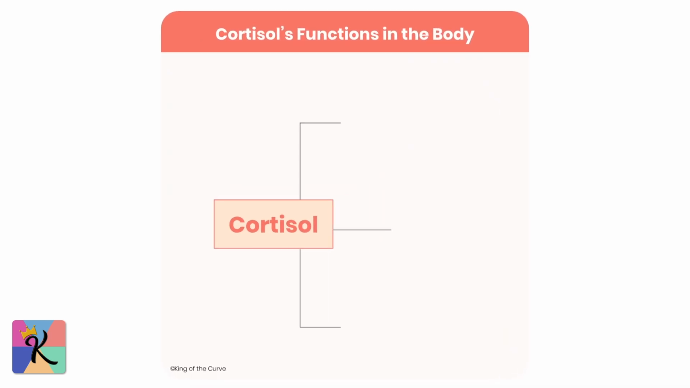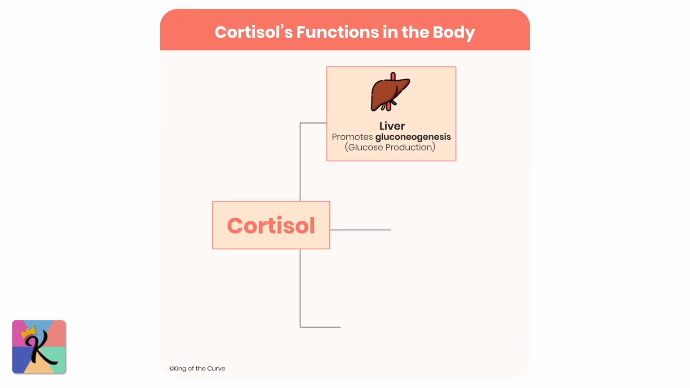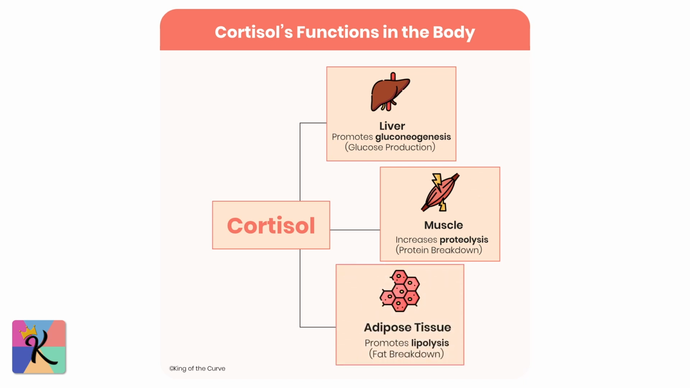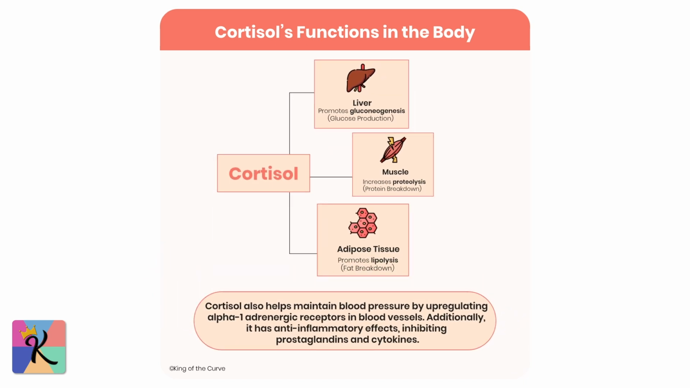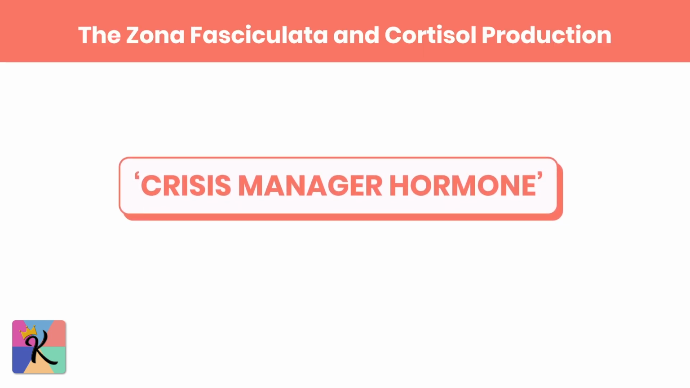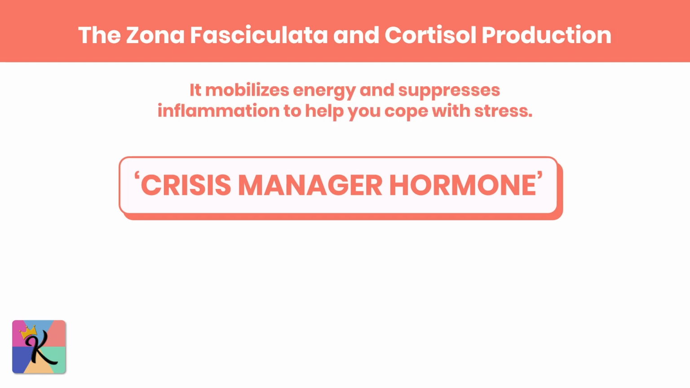Cortisol increases blood glucose levels by promoting gluconeogenesis in the liver, converting non-carbohydrate molecules like amino acids and fatty acids into glucose. It also triggers proteolysis in muscles, breaking down proteins into amino acids, and lipolysis in adipose tissue, releasing free fatty acids for energy. Cortisol also helps maintain blood pressure by upregulating alpha-1 adrenergic receptors in blood vessels. Additionally, it has anti-inflammatory effects, inhibiting prostaglandins and cytokines. Think of cortisol as the crisis manager hormone. It mobilizes energy and suppresses inflammation to help you cope with stress.